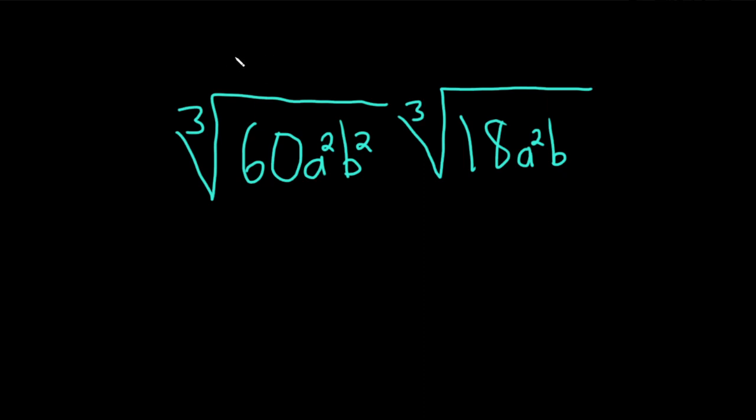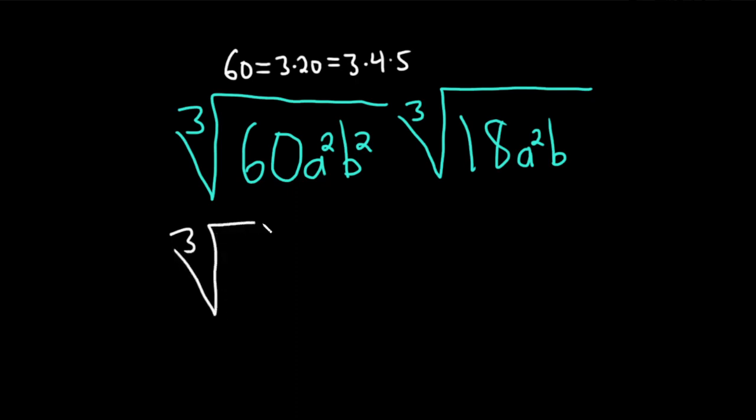So let's think about 60 first. 60 is 3 times 20. 20 is 4 times 5, so this is 3 times 4 times 5. And 4 is 2 squared, so this will be the cube root of 3, 2 squared, 5, right? I'll go ahead and put the 2 first because it's smaller. So 2 squared times 3 times 5. That's what we have here, that's the 60. And then a squared, b squared.